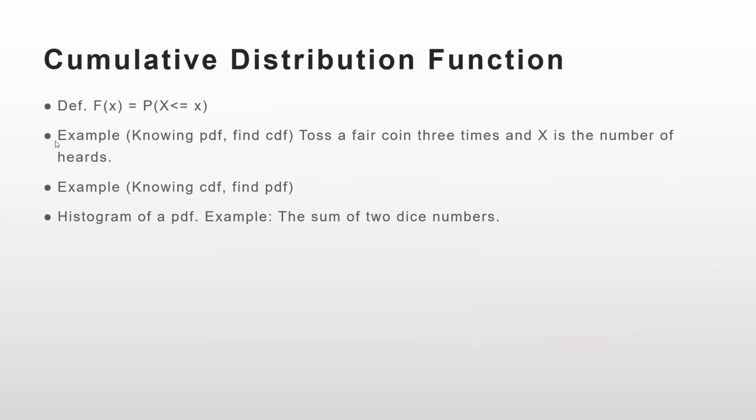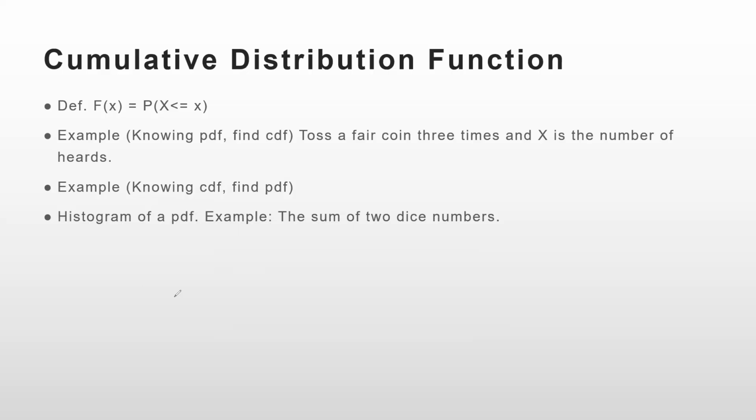If you know the CDF, you should be able to find the PDF. You just look at where the CDF has a jump. If there's a jump, that means the random variable has a mass of probability at that point. And I'll give you some very simple examples.